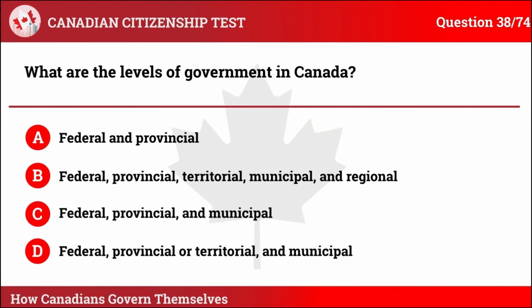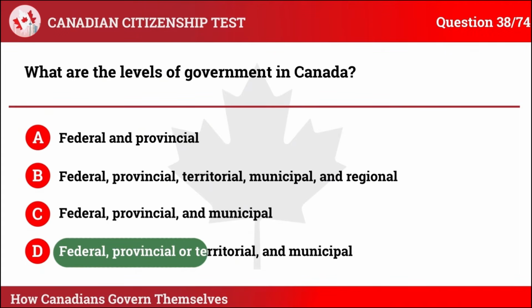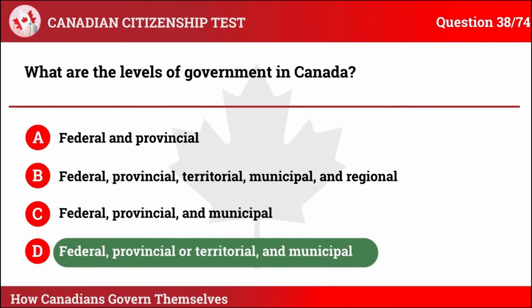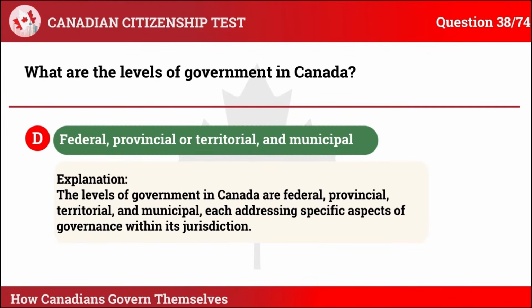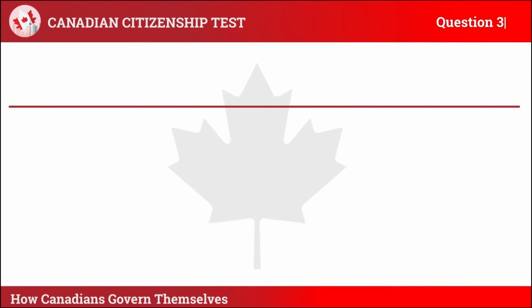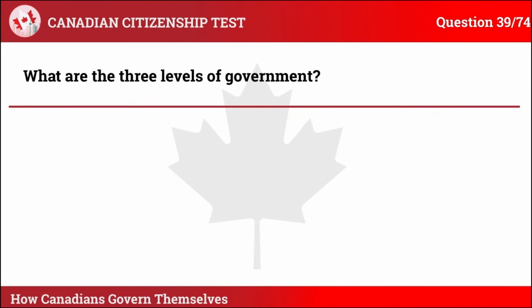The correct answer is D. Federal, provincial or territorial, and municipal. Explanation: the levels of government in Canada are federal, provincial, territorial, and municipal, each addressing specific aspects of governance within its jurisdiction. Question 39. What are the 3 levels of government?